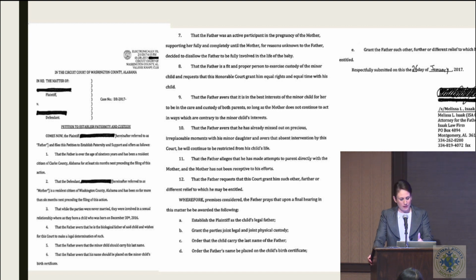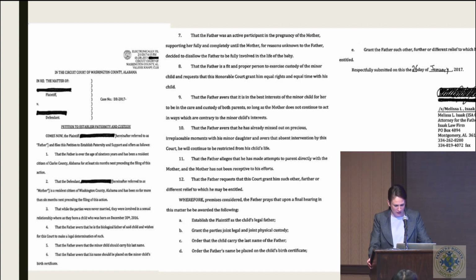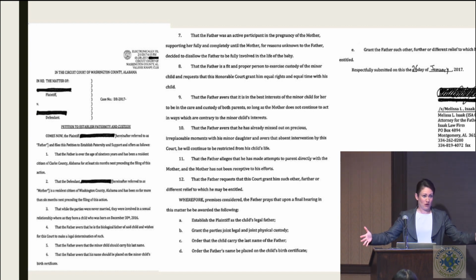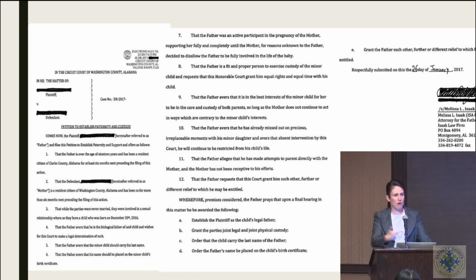All right. So in here, again, we're not going into too much detail, but we're giving the court an overview that the father avers that he has already missed out on precious, irreplaceable moments with his minor daughter, and avers that absent intervention by this court, he will continue to be restricted from his child's life. Okay? We just said about 6 months worth of what's been going on, but we condensed it down so the judge has a general idea of why we're filing this. Okay? That the father alleges that he has made attempts to parent directly with the mother, and the mother has not been receptive to his efforts.